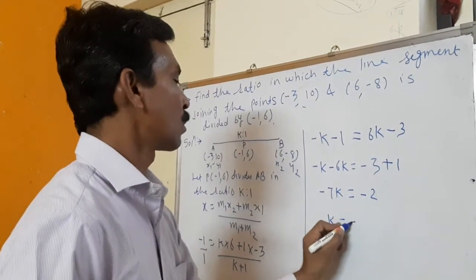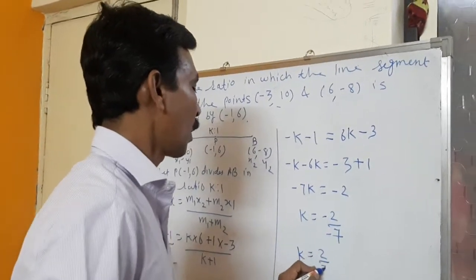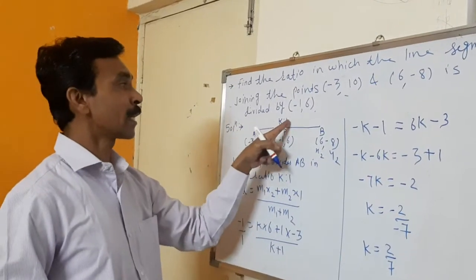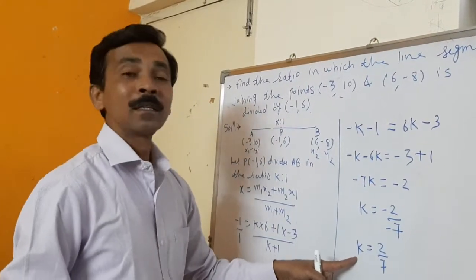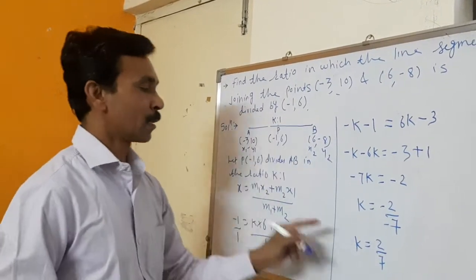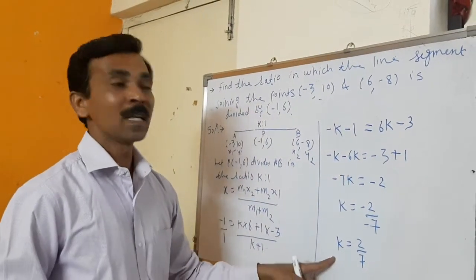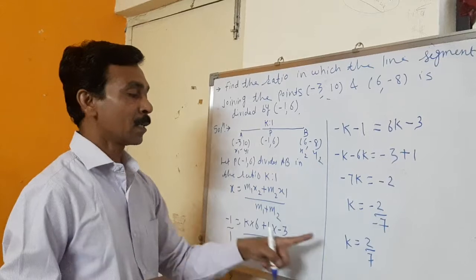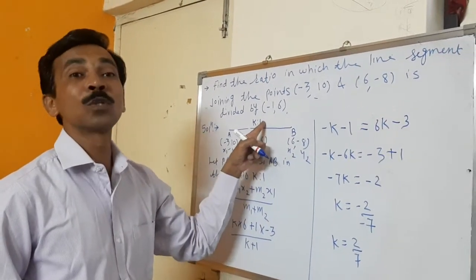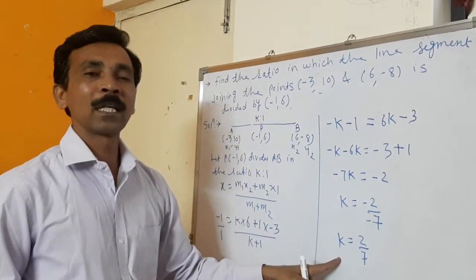So k is equal to minus 2 by minus 7. So k is equal to 2 upon 7. As the ratio is k is to 1, it will be 2 upon 7 is to 1. So the ratio is 2 is to 7. It's not only the value of k, but if you look at the ratio, it is k is to 1. Ratio will be 2 upon 7 is to 1, means 2 is to 7. So this is the way to find the ratio. Clear?